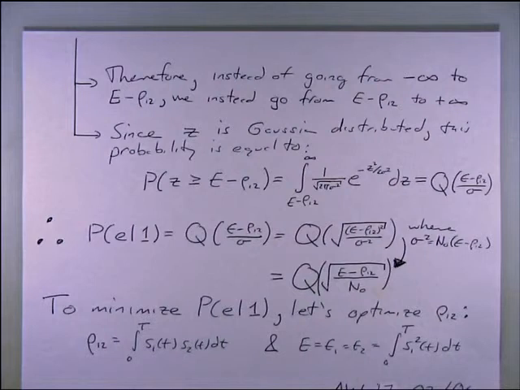How do we minimize the probability of error? So, assuming that the energies are all the same, we don't have much control over that. Assuming we don't have superhuman powers, we can't control the noise, right?